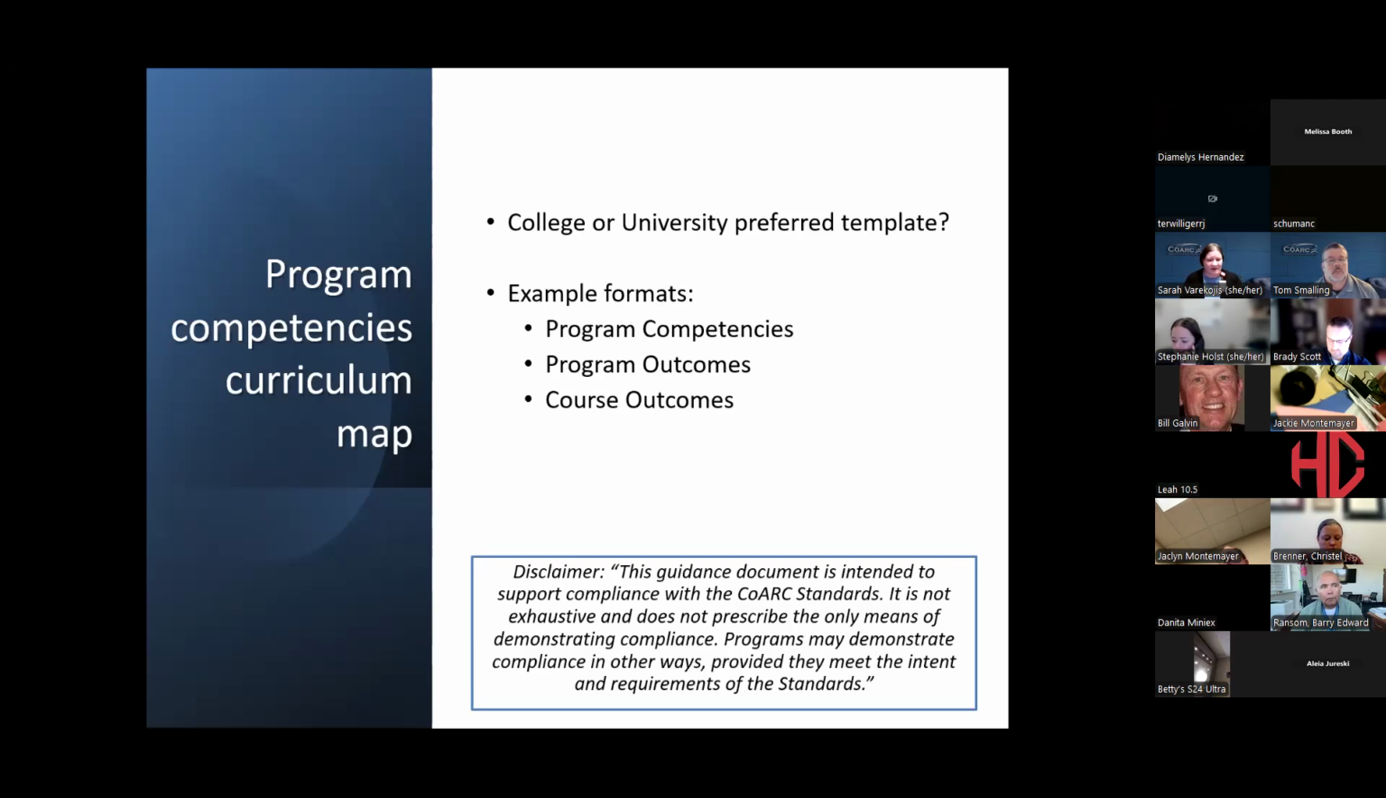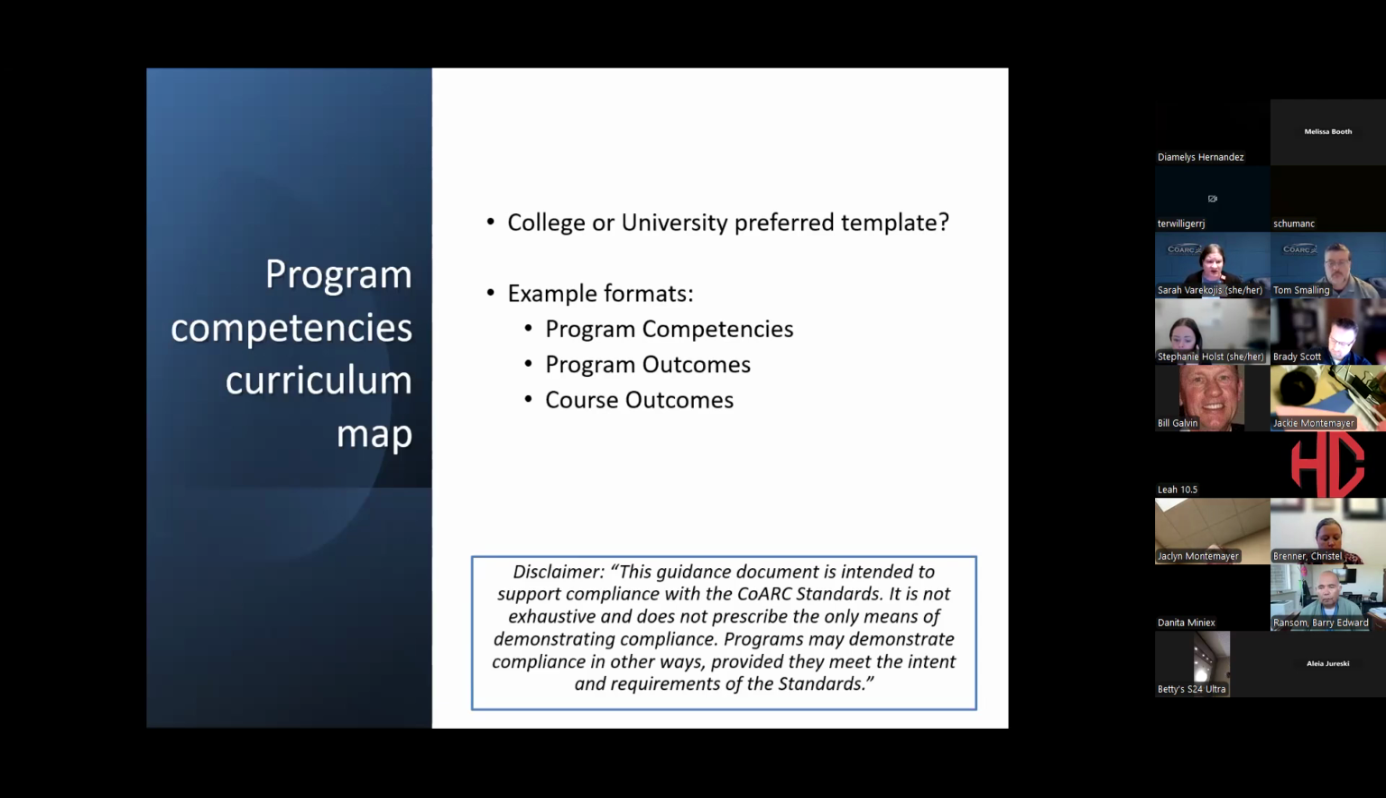So Tom had mentioned a few minutes ago that if you have an institutional effectiveness coordinator or something with that kind of a title, ask around and find out if there is a curriculum map template that your college or university has. You can adapt and maybe just build on something that already exists.